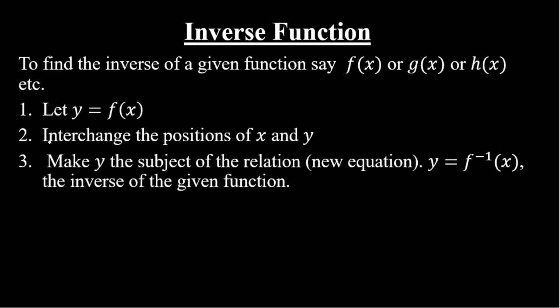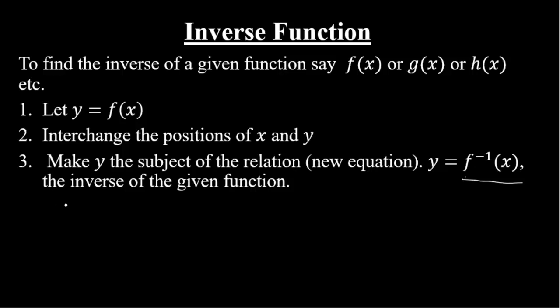The next step is to interchange the positions of x and y. After letting y equal the given function, wherever you see x, you put y there, and wherever you see y, you put x there. That is the interchange of the positions of x and y. Then you make y the subject of the new equation that you have. After making y the subject, y becomes the inverse of that given function. So it's a very simple procedure.